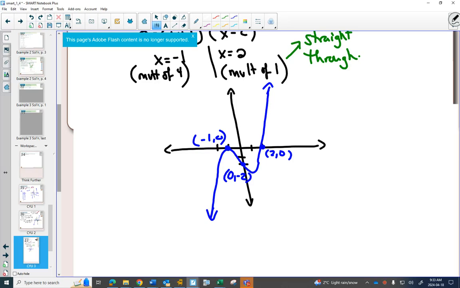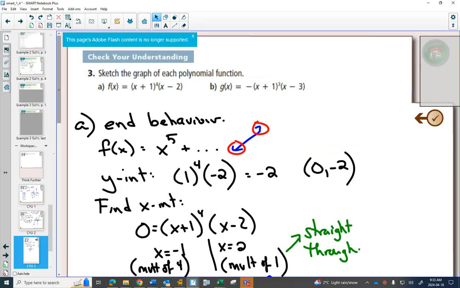So I'm going to leave part B. You can try it on your own. But in part B, okay, you would have to multiply that out to find your end behavior. A little bit trickier because you have an extra negative out in front. You would have a negative x to the 4 graph. You would have to find your y-intercept by plugging in 0 and multiplying everything out.